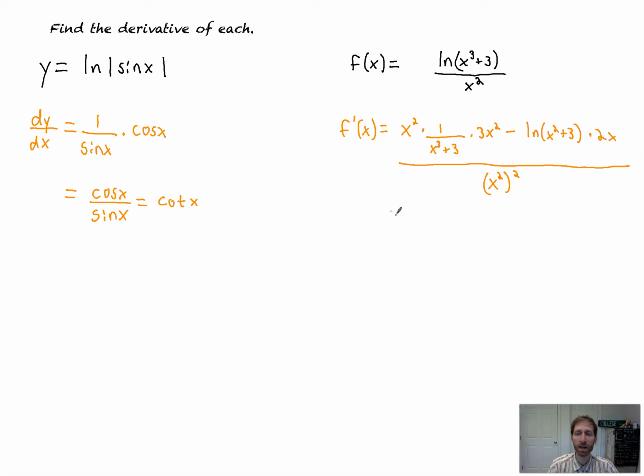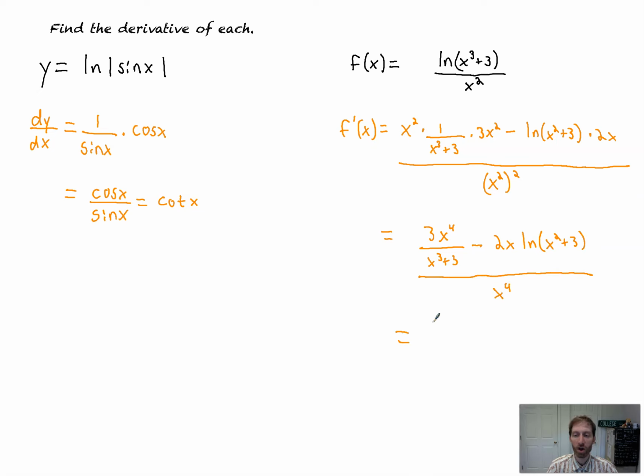Okay, we got a little bit of cleaning up to do here, but it's not bad. X squared times x squared is 3x to the 4th, all over x cubed plus 3. That's just this component right here. This, remember, it's not 2x times what's in the log, it's 2x times the log. So minus 2x ln times x squared plus 3. Very nice. All over x to the 4th.